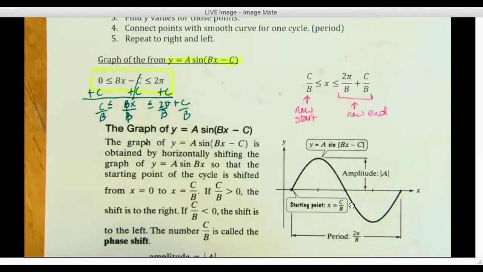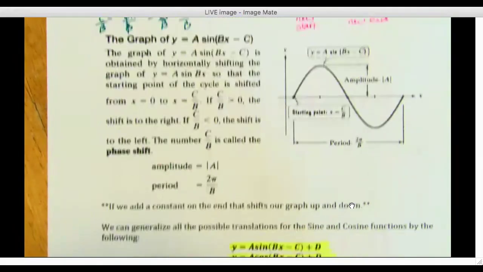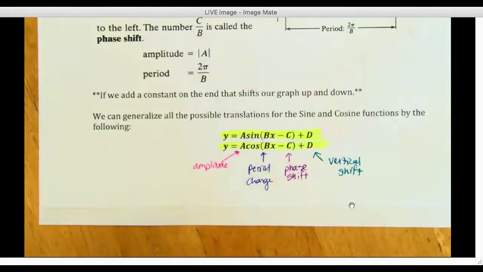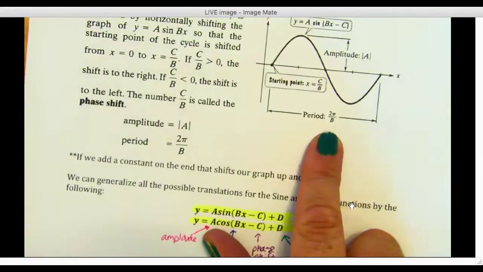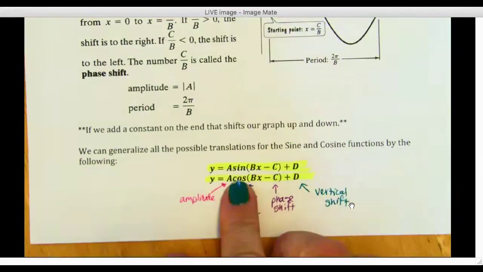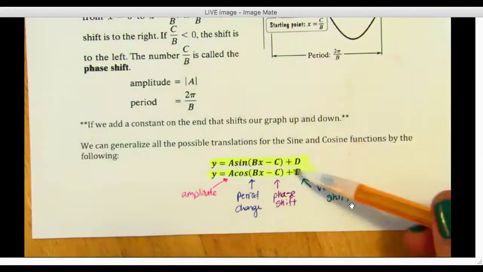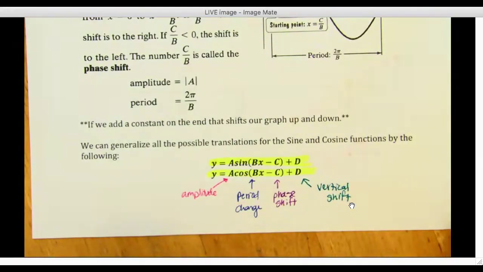The horizontal shifting left and right is called the phase shift. The amplitude tells us how high and how low our graph goes. And then the period of our graph is 2 pi over b. Now, if we add a number onto the end, then that also gives us a vertical shift of our graph. So those are the 4 different ways our graph can shift. And then cosine works the same way as sine.